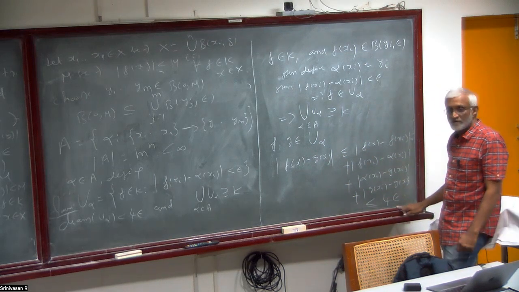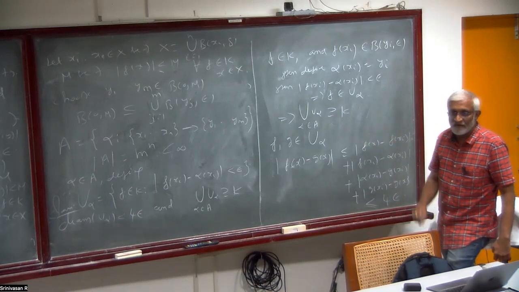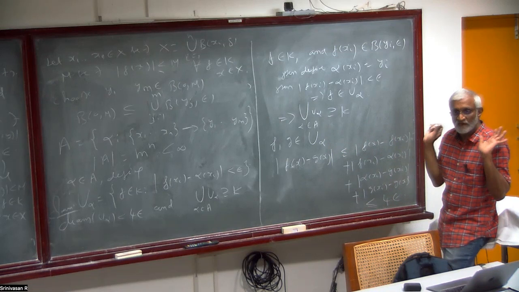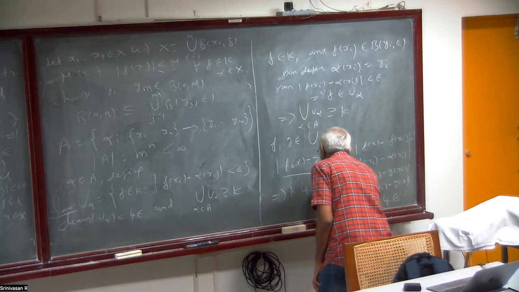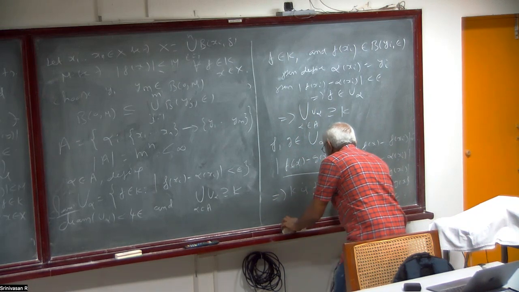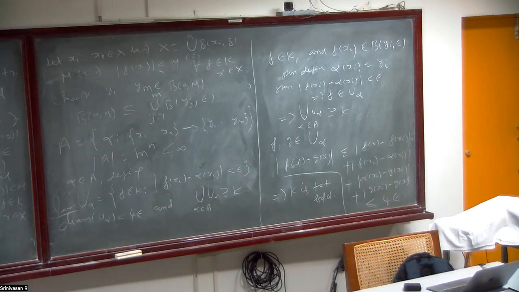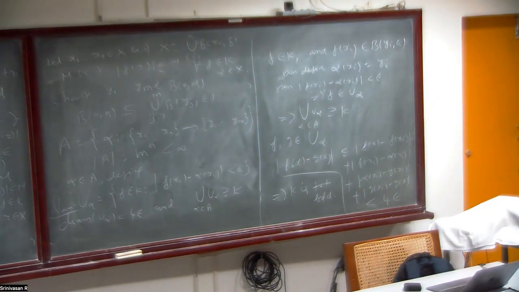So the diameter is less than or equal to 4 epsilon. So if you want, you can take a slightly bigger ball. You take an element here in that u alpha. That will give an open ball, and those open balls will cover K. So K is totally bounded. Okay? So this implies K is totally bounded. That is true. Okay. So we have proved the Arzela-Ascoli theorem.